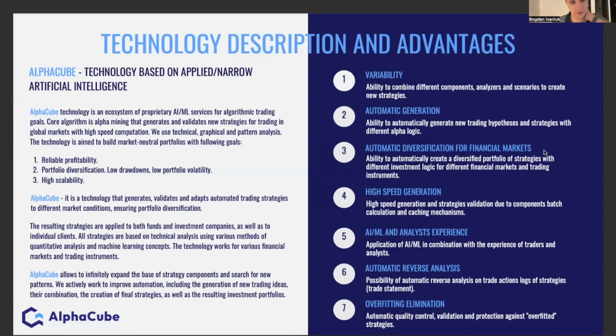I will not stay too long on the slide. I will just explain a little bit in general what features we have. We have variability with different components and different analyzers. We use only technical analysis right now. I have an idea to connect some fundamental metrics as well.